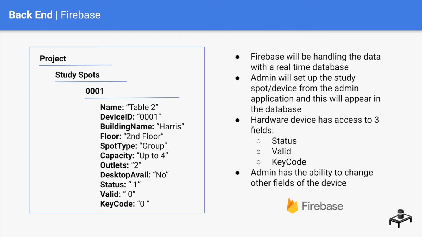The fields status, valid, and key code will be automatically set to their default values 1, 0, 0 accordingly. The hardware only has access to these 3 fields, and the admin is in charge of modifying the other fields for the device.